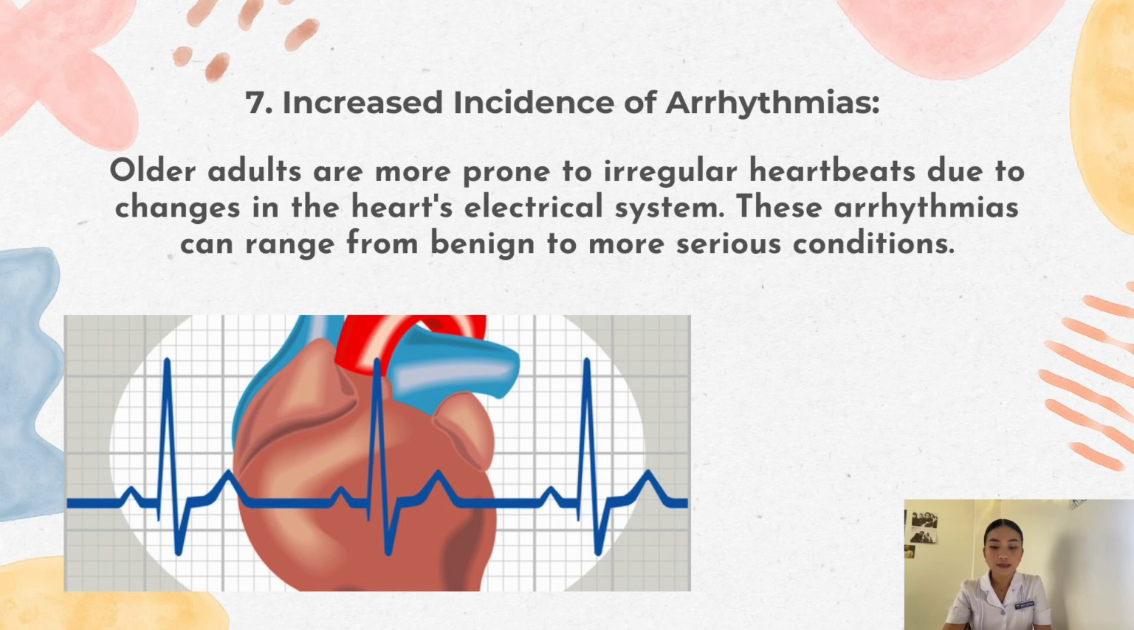Then, increased incidence of arrhythmias. Older adults are more prone to irregular heartbeats due to changes in the heart's electrical system. These arrhythmias can range from benign to more serious conditions. So, older adults are more likely sila nga maka-experience of irregular heartbeats.